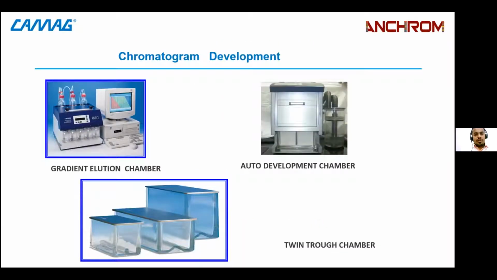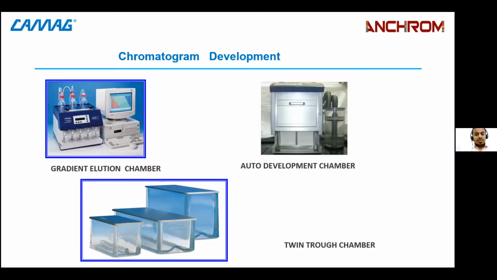Next is the development module. For development, we have the twin trough chamber, which comes in three different dimensions: 10 by 10, 20 by 10, and 20 by 20. Next is the ADC2 automatic developing chamber. In ADC2, many parameters are controlled, like saturation, humidity, automatic development, and automatic drying of the plate. So no manual step is involved. For getting reproducible results, you can use ADC2. Both these techniques, TTC and ADC2, are isocratic separation.